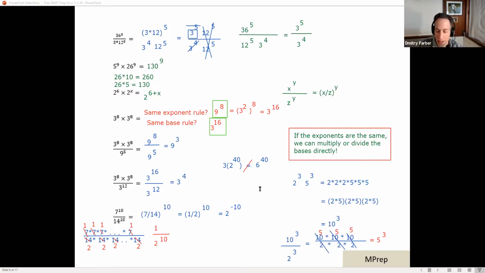There's not a better way to say that unless you figure out what it is, right? It is not 6 to the 40th because it's 3 to the 1 times 2 to the 40th. To get 6 to the 40th, I'd have to have had 3 to the 40th. If I have 40 powers of 3 and 40 powers of 2, then I have powers of 6, yeah? But here I just have 40 powers of 2 and 1 power of 3.